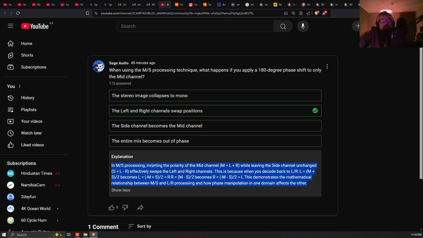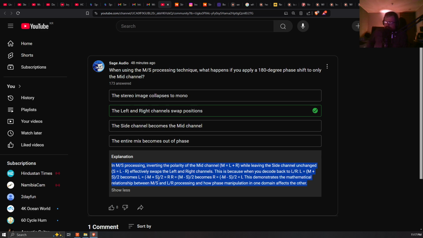Explanation: in mid-side processing, inverting the polarity of the mid-channel, and then we get an equation. Mid equals left plus right. Okay, so far so good. So when I'm able to deal with the mid and the sides as two separate things, the mid is the sum of the two sides, left and right, while leaving the side channel unchanged. Now here is our next little equation. Side equals left minus right.